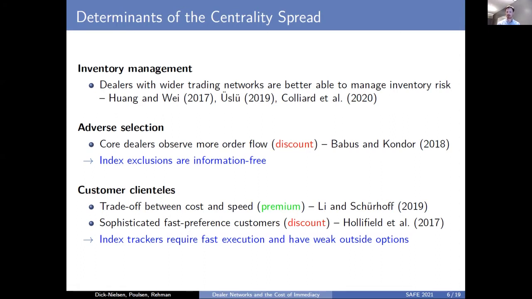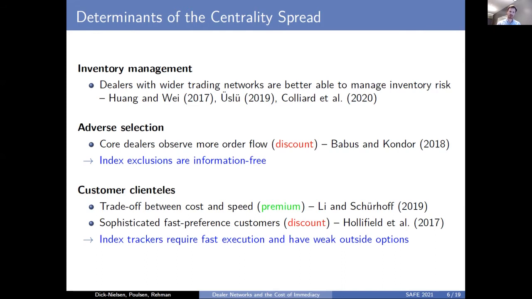And alternative explanations of the centrality spread include adverse selection. So Babos and Condra have a model based on asymmetric information, where they show that core dealers charge lower markups to investors because these core dealers observe more order flow and can therefore more quickly learn the fundamental value of the security traded. But adverse selection clearly cannot explain our findings because index exclusions are entirely information-free events.